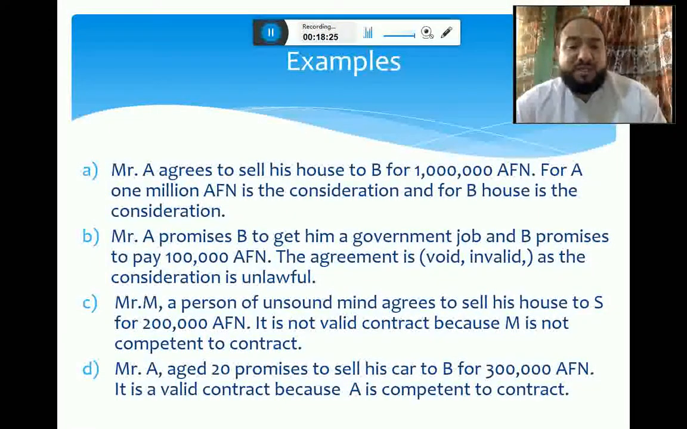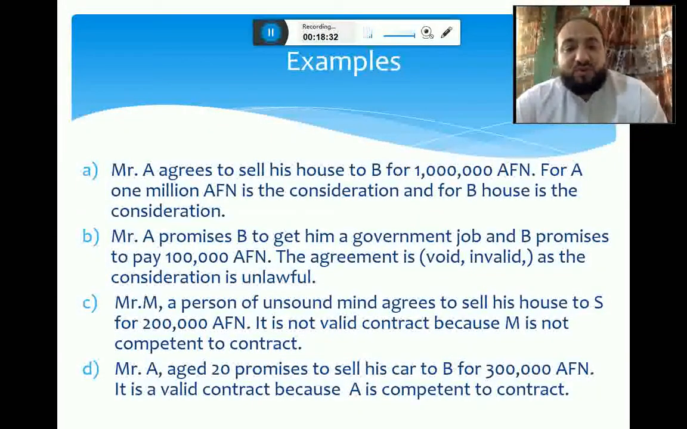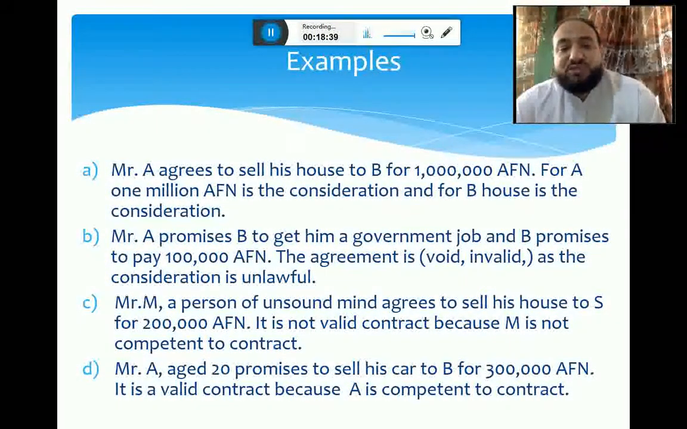Example 3. Mr. Mahmood, a person of unsound mind, agrees to sell his house to Sarwar for 2 lakh Afghani. It is not a valid contract because Mahmood is not competent to the contract.